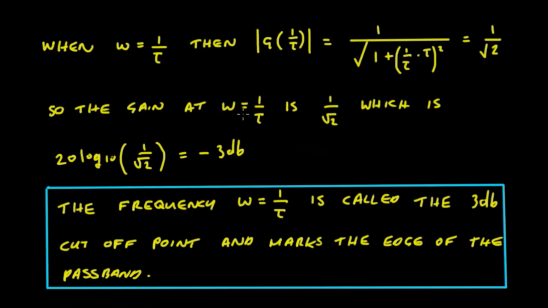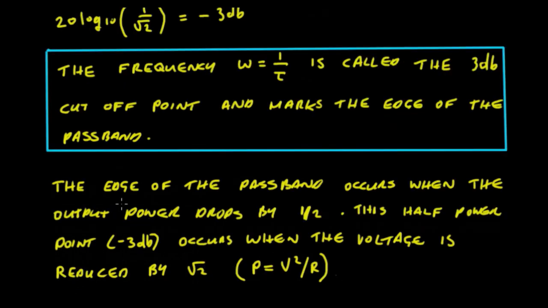So the gain when omega is 1 upon tau is 1 upon root 2, which in terms of dB is going to be 20 log to the base 10 of 1 upon root 2, which is minus 3 dB. So the frequency omega is 1 upon tau is called the 3 dB cut-off point, and it marks the edge of the passband. So the edge of the passband is going to occur when the output power drops by a half. That is a half power point, which is minus 3 dB, is going to occur when the voltage is reduced by a factor of root 2.